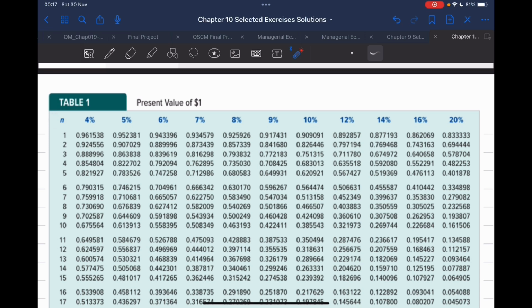And what we need to do is that based on the number of periods that you can see here to the left, denoted as N, and the required rate of return, or the expected rate of return, which is 6% in this case, we're going to look for the intersection point between these two. So this is going to be our present value interest factor. Okay, so we will copy that. That's 0.943396. Let me just write that down in my calculator so I don't forget.